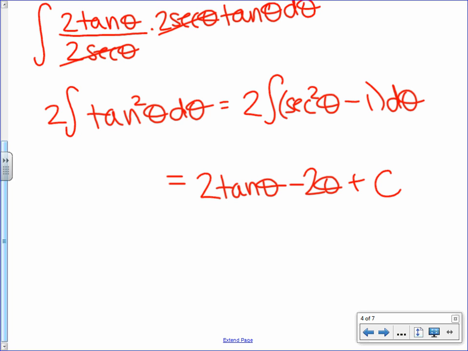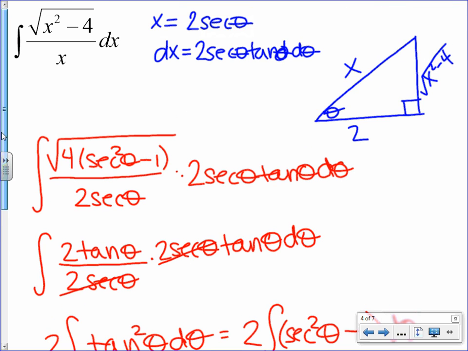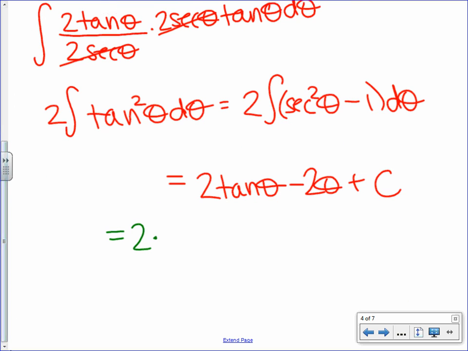All right. Now this is where it gets fun, okay? I have 2 tangent theta. We drew a triangle. What is the tangent of theta? Okay, here's theta, opposite over adjacent. The tangent of theta is radical x squared minus 4 over 2. Minus 2 times theta.